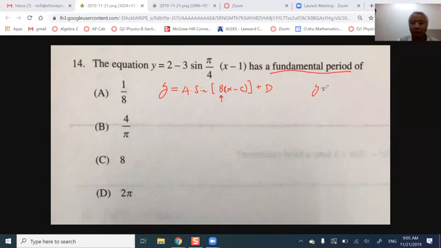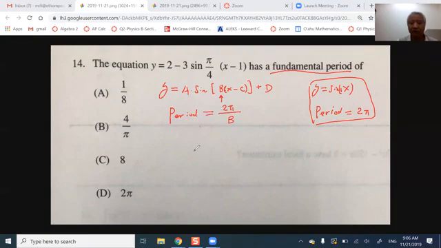If you have y equals sine x, here it's 1x, like this. So we know that the period equals 2 pi for this parent function. And for the general form of the sine function, the period will be equal to 2 pi divided by the b.